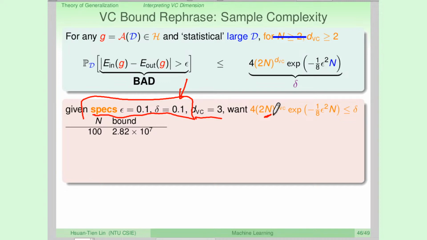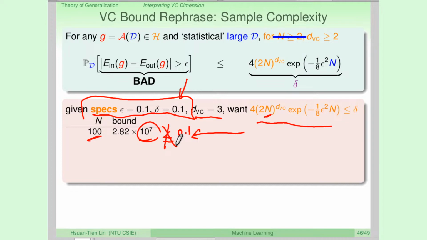Now let's try. How about if I give 100 examples to my learning problem? Would I reach my spec? If you throw 100 into this, you basically get this particular value to be 2 times 10 to the 7th degree, which is far from 0.1. No, it's not less than or equal to 0.1. That means you do not have enough examples.